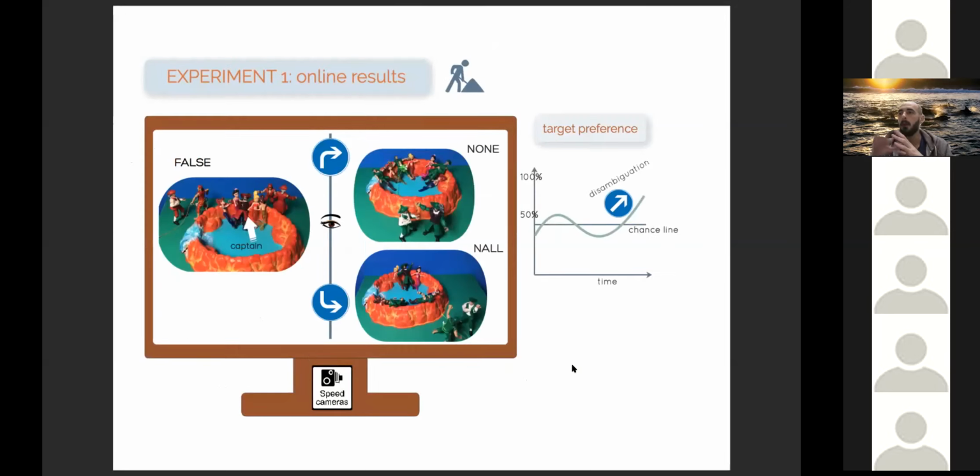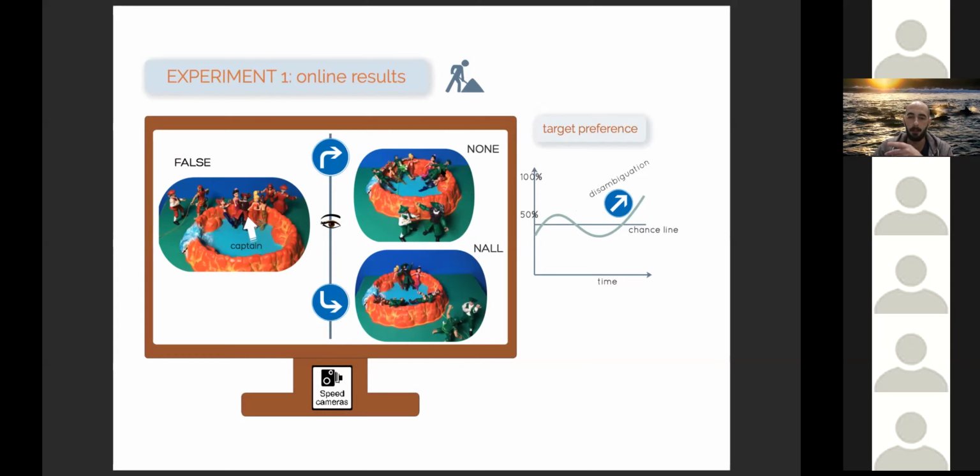Right. So now we're going to look at the online data, okay? Again, we are interested in this index called target preference. Let's say that this is your monitor and you are looking at two contexts, okay? You hear the story of this context, and then you have the final picture, and you have to decide whether you want to pick the context on the left, which in this case, for instance, was false because the captain danced with all the mermaids, or one of the contexts on the right.